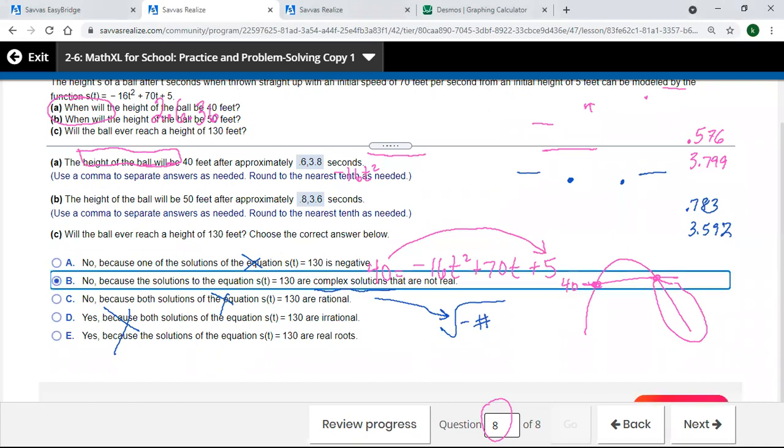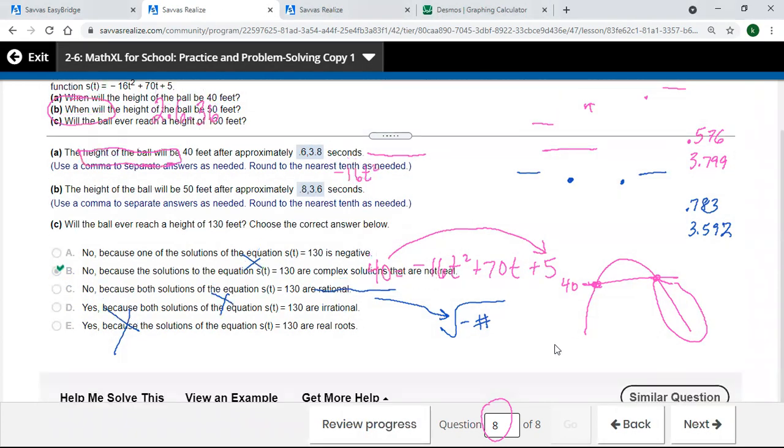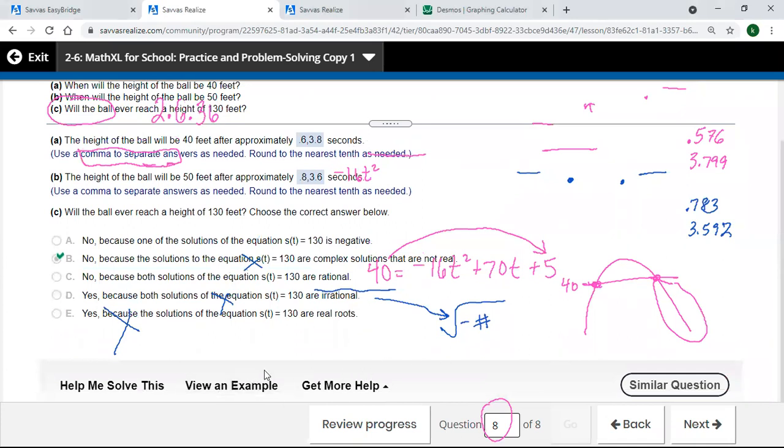So there you have it. And that's the last problem of Lesson 2.6. So hopefully you're getting the hang of those discriminants, the quadratics, the quadratic formula, and all those kinds of problems. Hang in there if you get stuck. Use View an Example, Help Me Solve This, and do the extra problems on the bottom. Otherwise, you can always search out your own explanations on YouTube. Just don't give up.